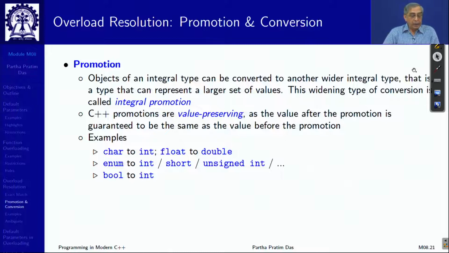Now, the second that I can do is promotion. Promotion is when I have a value of a smaller type, smaller in terms of size, typically integral types only, then I can always represent it with a bigger type. So, I have a char, I can represent it by short int, or I have an int, I can represent it by long. I have a float, I can represent it by double, and so on, which is quite obvious.